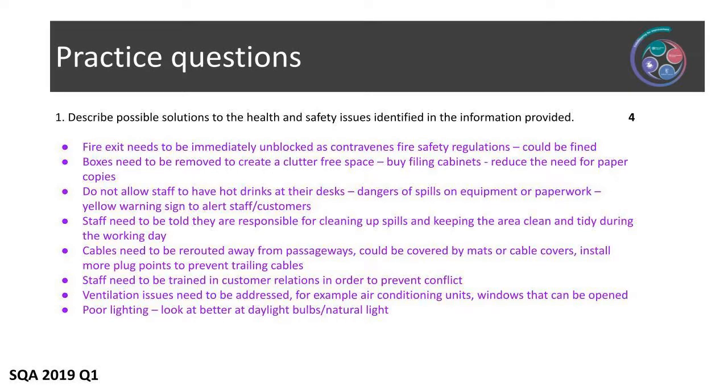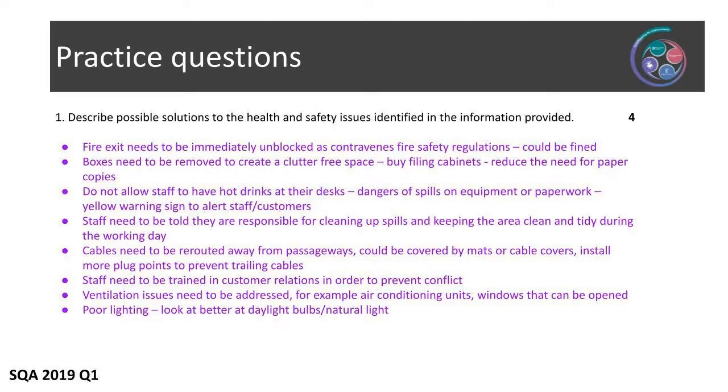Staff need to be told that they're responsible for cleaning up spills and keeping areas clean and tidy during the working day. And you have learnt about different communication methods on how organisations can let their employees know about this. So if you've got a clear message on health and safety that needs to be provided, then let's make sure we're providing that clear message to them.